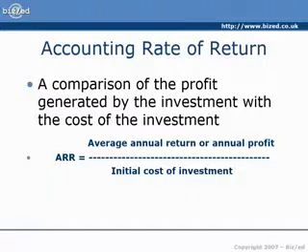Therefore, 200 plus 400 plus 100, 150, 175. Total profit is 1025 over the period of 5 years. Therefore, my average annual profit is 205, divided by what is my capital investment. To buy this machinery, I have to invest 500 million. Then you calculate the ARR. Therefore, ARR is how much? 41%.